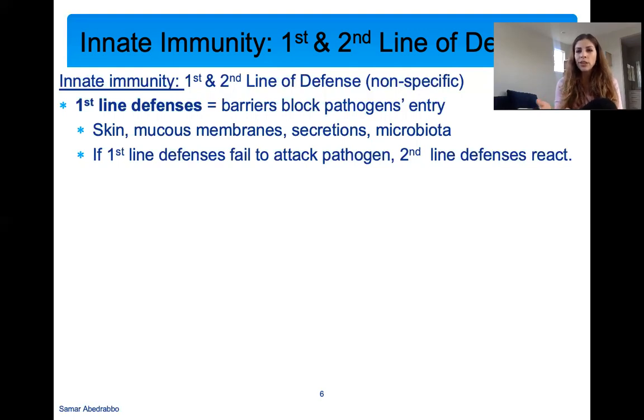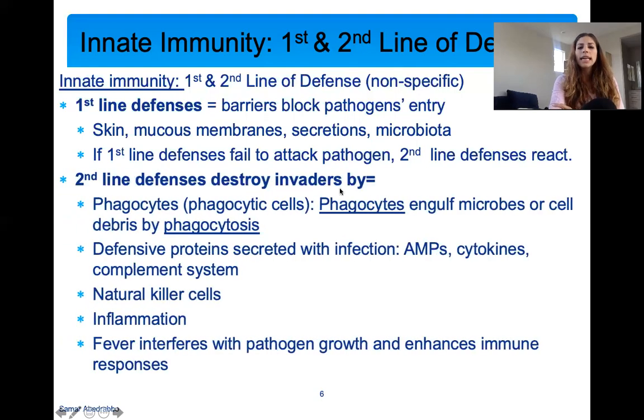These are typically your white blood cells, and we're going to look at different types of white blood cells. These will destroy the invader or the pathogen by doing things such as phagocytosis. Some of your white blood cells are phagocytes. They're cells that can do phagocytosis, meaning they can eat the pathogen or the invader. We have different types of defense proteins, which we'll talk about. There are natural killer cells that help with virally infected cells and cancer cells. And then there are inflammation and fever, which help with limiting different pathogenic infections.